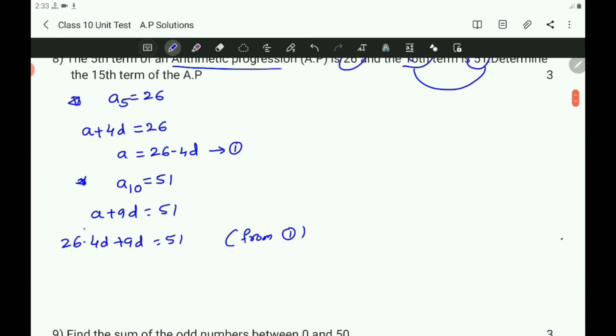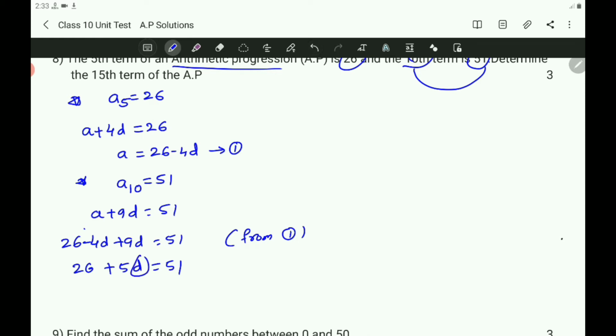Then you write 26 as it is, minus 4D plus 9D. Minus 4D plus 9D is nothing but plus 5D. So 26 plus 5D equals 51. Here we have to find the value of D, so you solve for D.